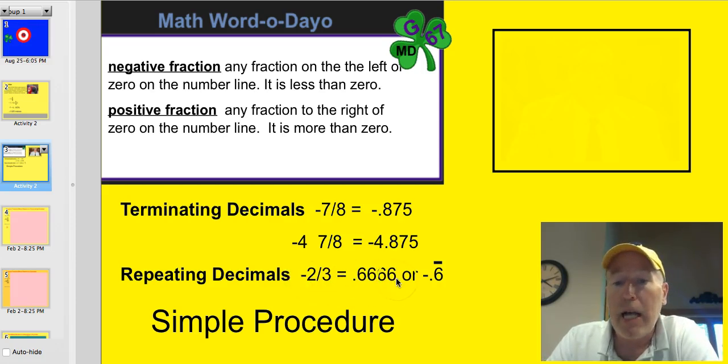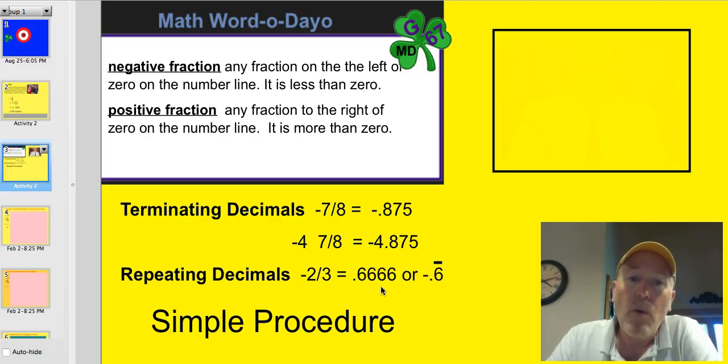They just go on and on, and so they're repeating, so a lot of times we round them, which is really an estimation. So this is 0.6666, or we could write it as negative 0.6 repeating. We could write negative 2/3 that way.